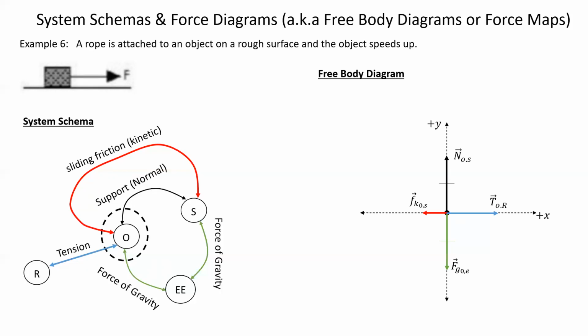The normal and the weight force cancel one another, but the tension and the kinetic friction force do not perfectly cancel one another. And so we would have to subtract them to figure out what the net force is. The net force will be the tension minus the kinetic friction.